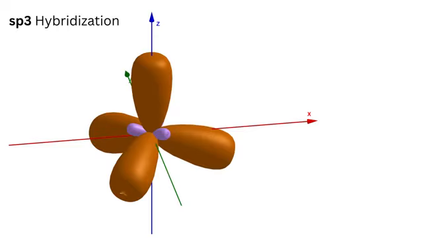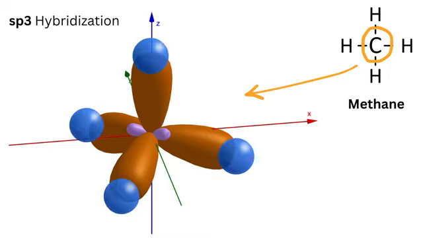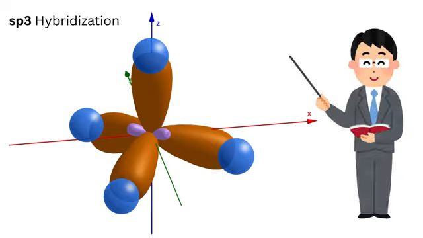A great example of sp3 hybridization is methane, which is the main component of natural gas. The carbon atom in methane uses four sp3 orbitals to form four strong sigma bonds with four hydrogen atoms. Because all four orbitals are equivalent, the bonds have equal strength and are of equal length. So, hybridization is just a smart model chemists use to explain why molecules have the shapes they do.